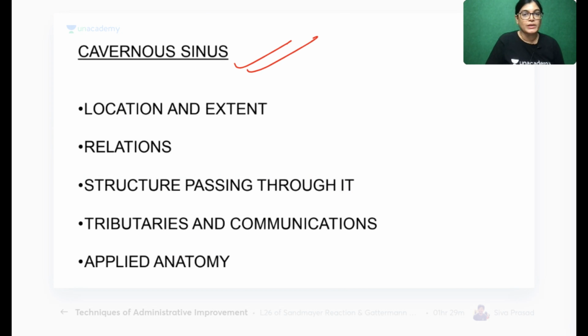Now the topic which is very important, what I have seen in the previous trend, the topic which is very important for you. Okay, welcome everyone.